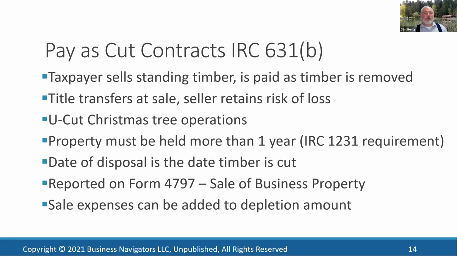With a U-cut Christmas tree operation, many of them, this is a pay-as-cut deal. So basically you go in, you give them 20 bucks, and they hand you a saw, and you go out and cut your tree and you bring it out. That is a 631B. That 20 bucks that you paid for the tree is capital gain. It's a capital gain operation. We don't have to do any other computations.